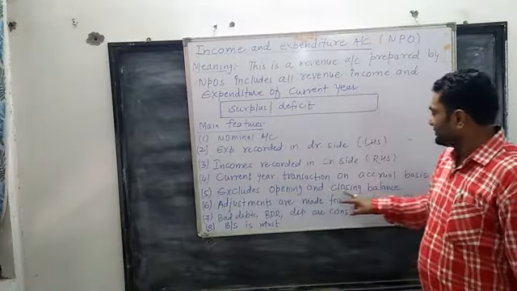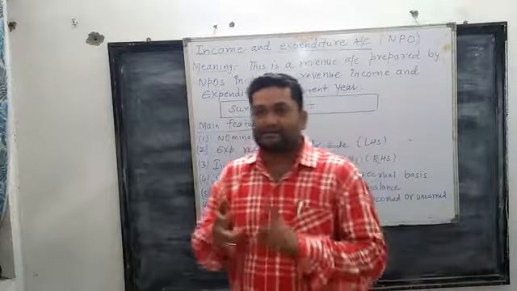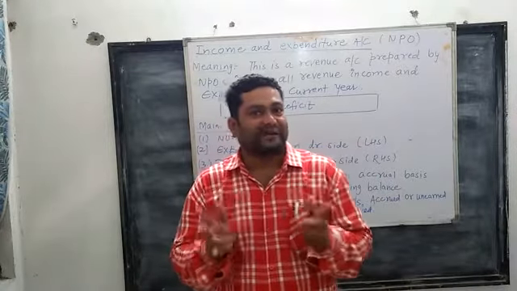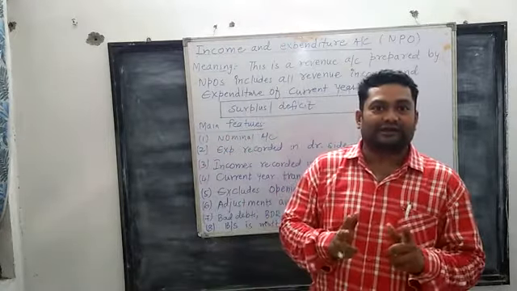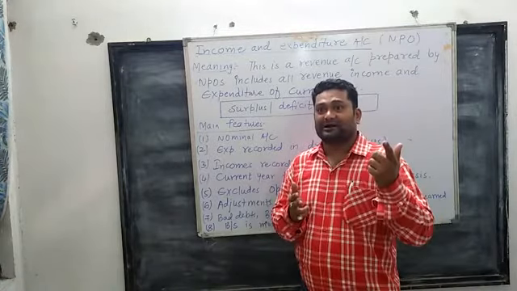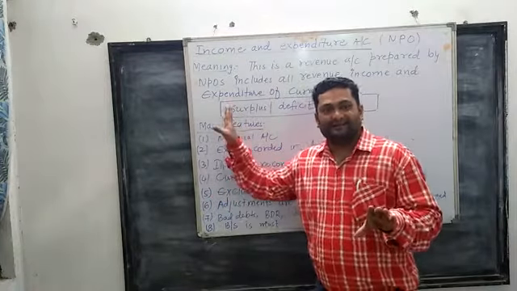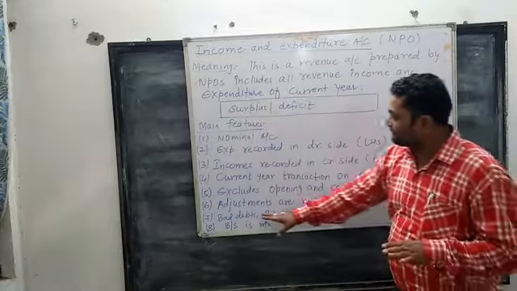It excludes opening and closing balance. What balance? Either cash balance or bank balance. No opening cash or bank balance, and no closing cash or bank balance, which are written in the receipt and payment account. They are excluded, they are not written or mentioned in the income and expenditure account.